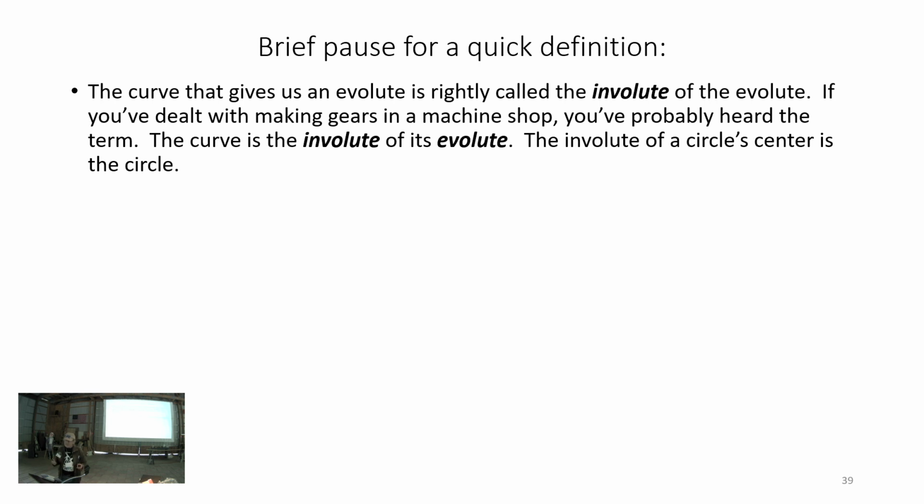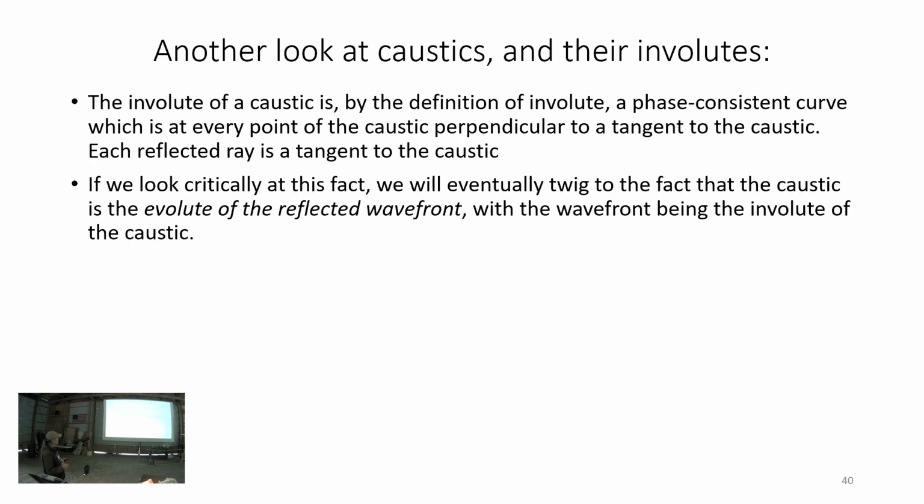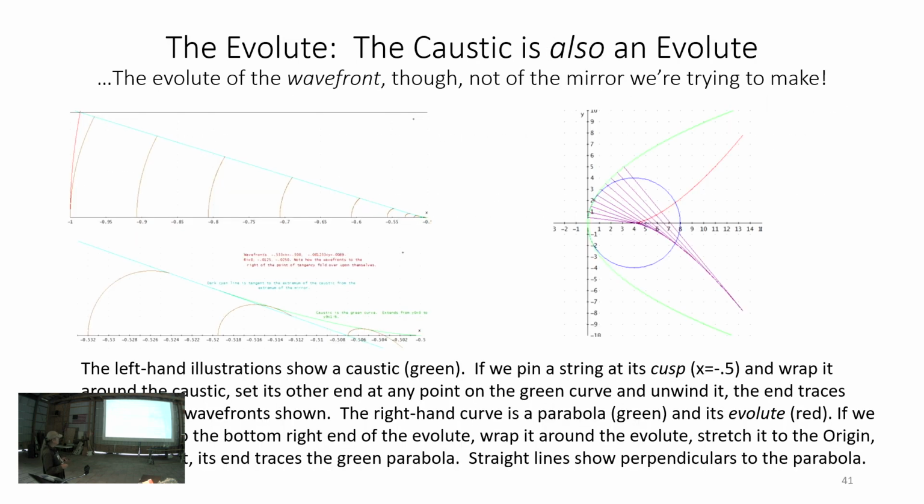The curve that generates the evolute is the involute of the evolute. Sounds like double talk, doesn't it? It does to me anyway. So now we're going to look at a couple of involutes, and what we're going to do is wrap a string around the caustic. Let's see. Here it is. We're going to wrap a string around the caustic and unwind it.